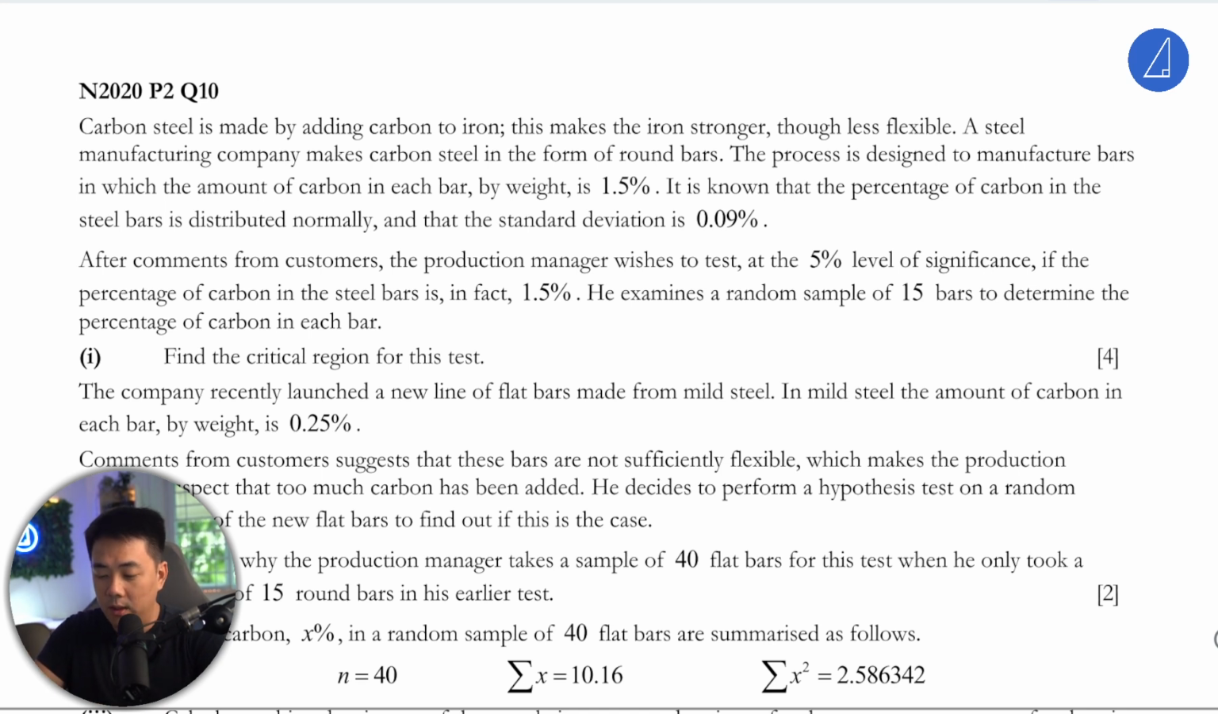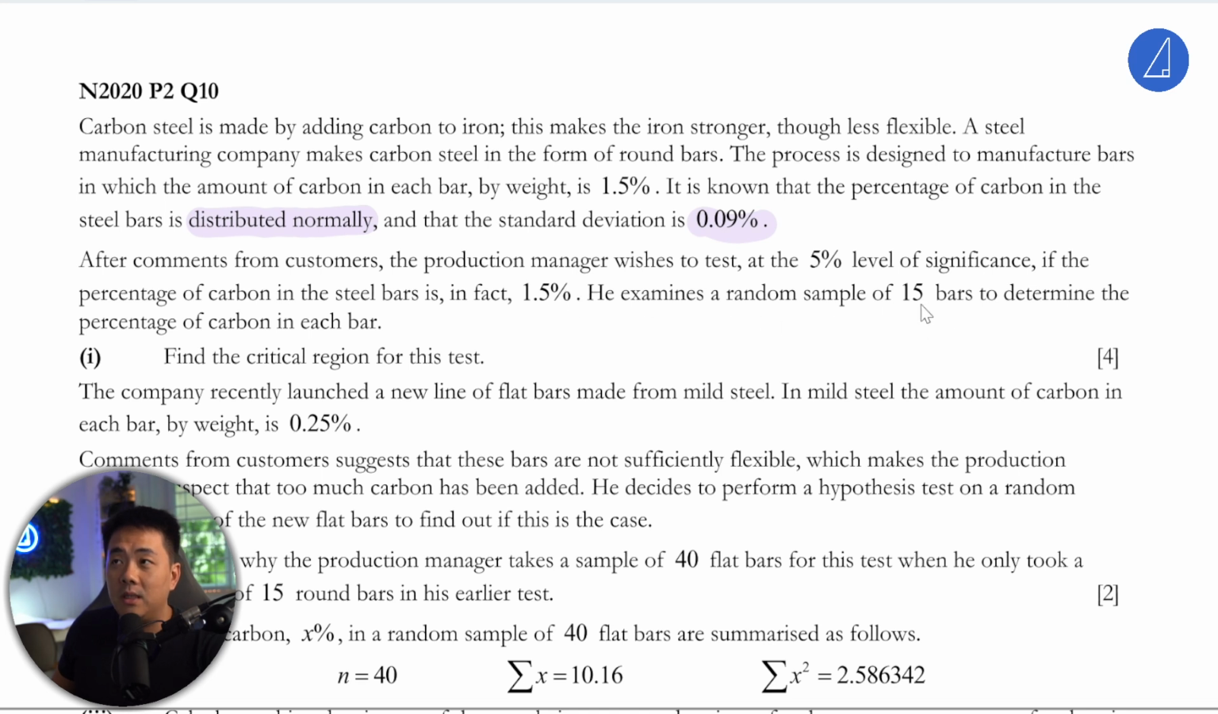If you see the words distributed normally, it means you don't have to worry about using CLT. So you know the population is already distributed normally and the standard deviation is 0.09%. After comments from customers, the production manager wishes to test at 5% level of significance if the percentage carbon in the steel bars is in fact 1.5%.